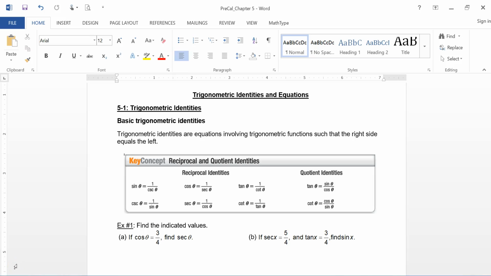This chapter is all about trig identities. And trig identities are relationships between your trig functions. We already know about a couple.